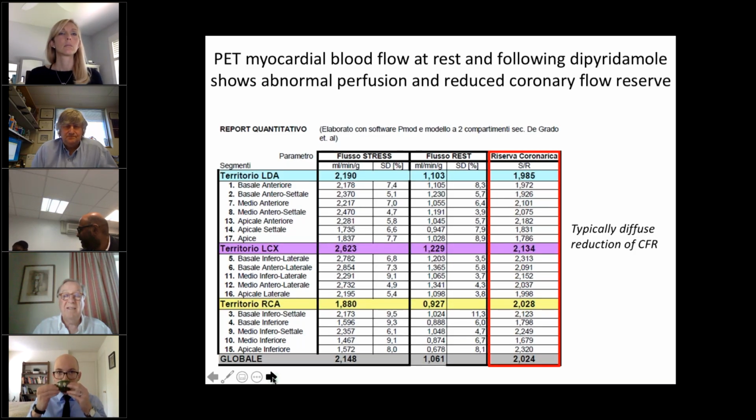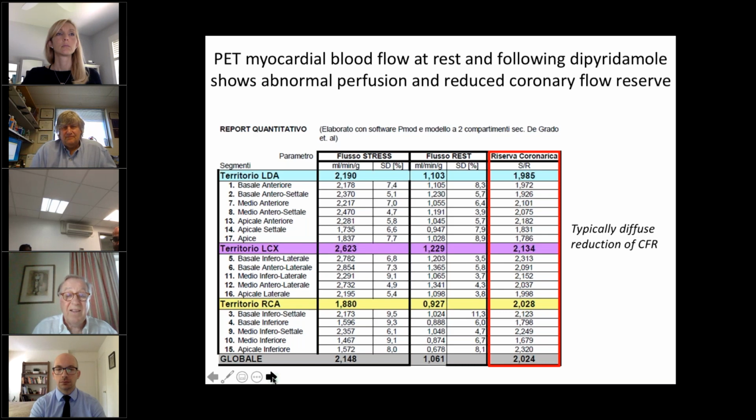Next slide. And the important thing is that you do a PET myocardial blood flow with a quantitative analysis. You may ask, should I use ammonia? Should I use water? Should I use rubidium? You should use what you have in your hospital. The important thing is that you quantify the blood flow results. There is good software available for each of the tracers I've mentioned. This is the report we use in our hospital.